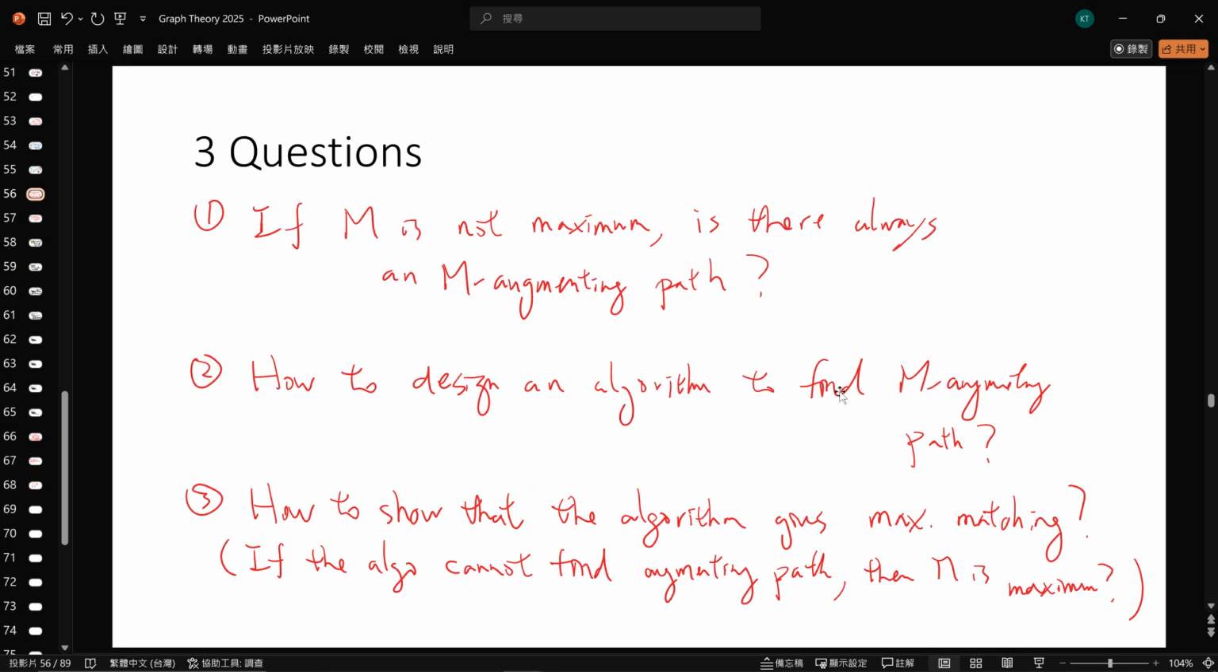This brings us to the final question. What if the algorithm does not output any augmenting path? Is there a way to show that the algorithm is correct? In other words, that the matching is the largest possible, so there's no augmenting path. Today we're going to answer this question.